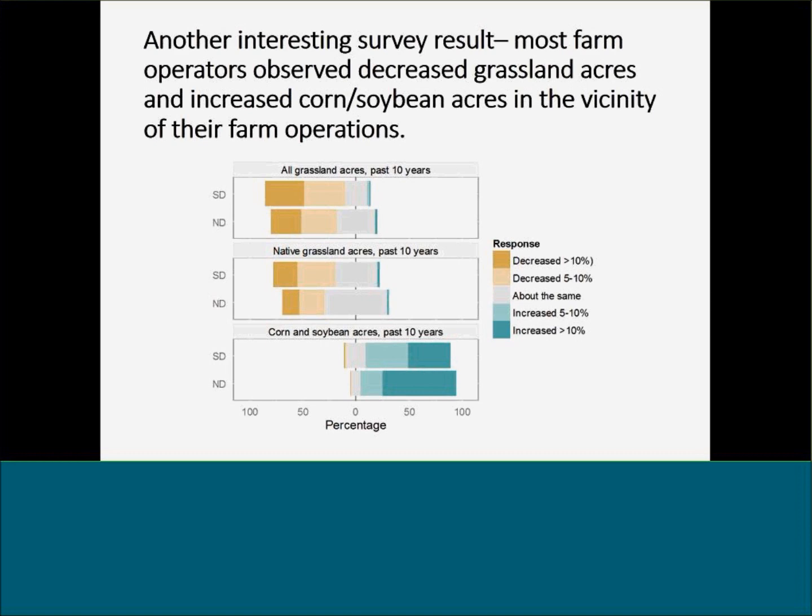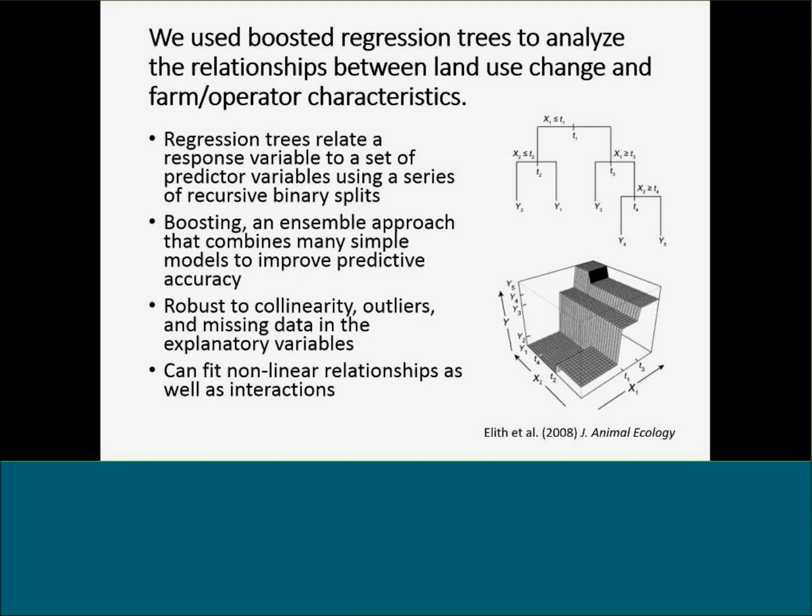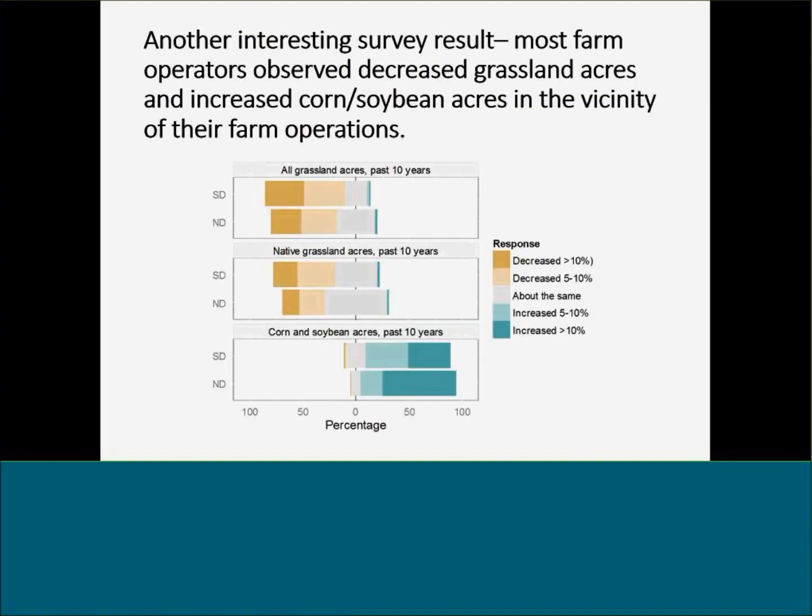That's one of the tricks in doing these sorts of surveys. We ask multiple questions. What did you do on your own land? What do you observe happening in the landscape around you? And we find pretty congruent results here with what we see in the other survey questions and also what we observe in satellite data and other data sources. Okay, so that's kind of the what is happening. And now I'm going to delve a little bit into the why. What are the drivers of this?